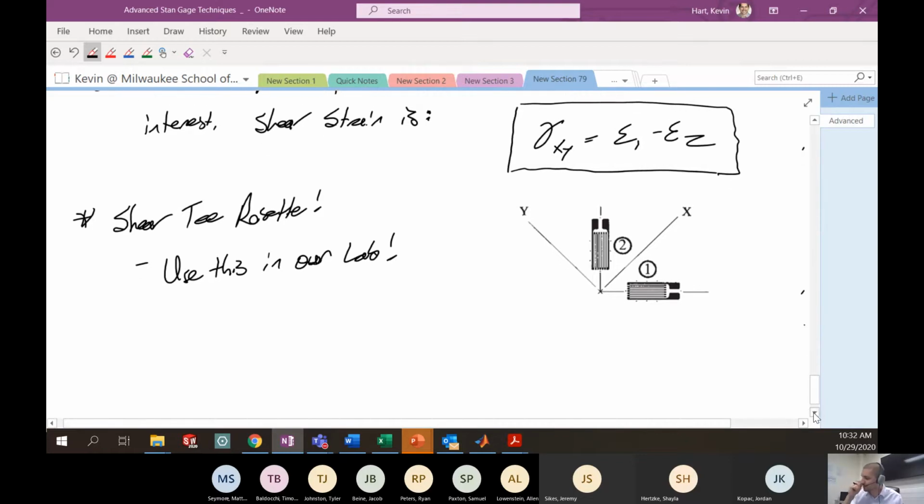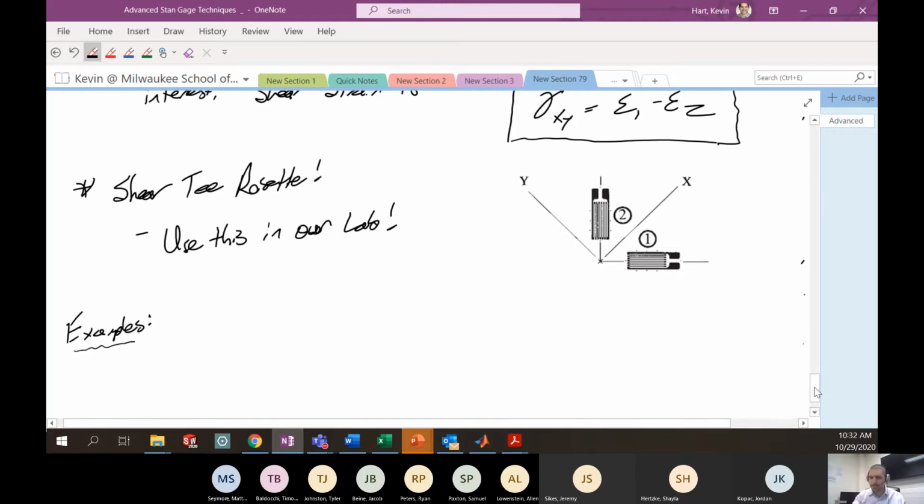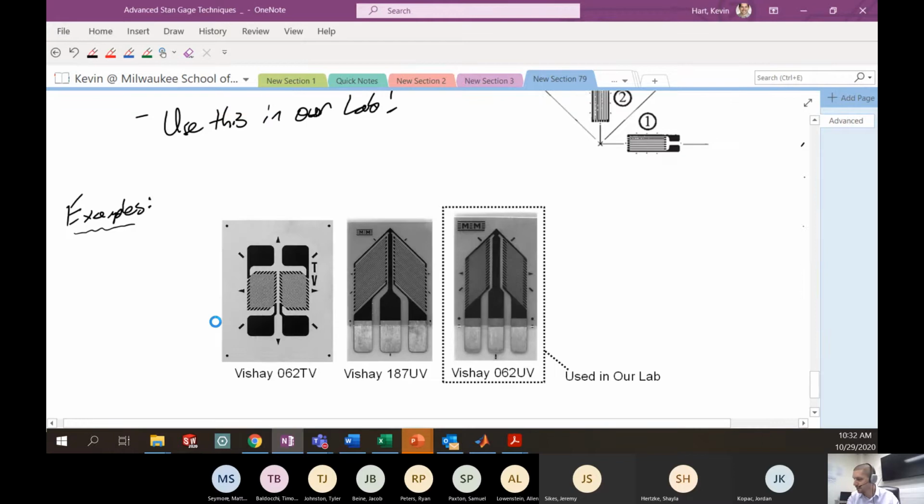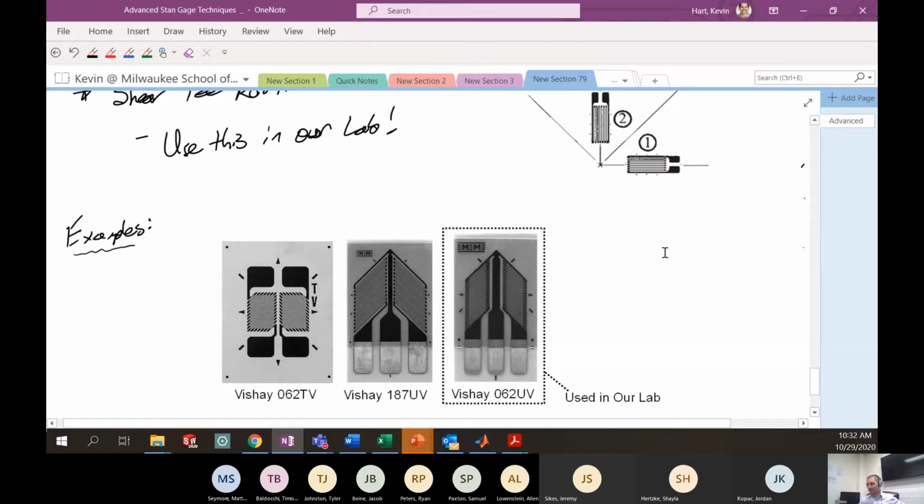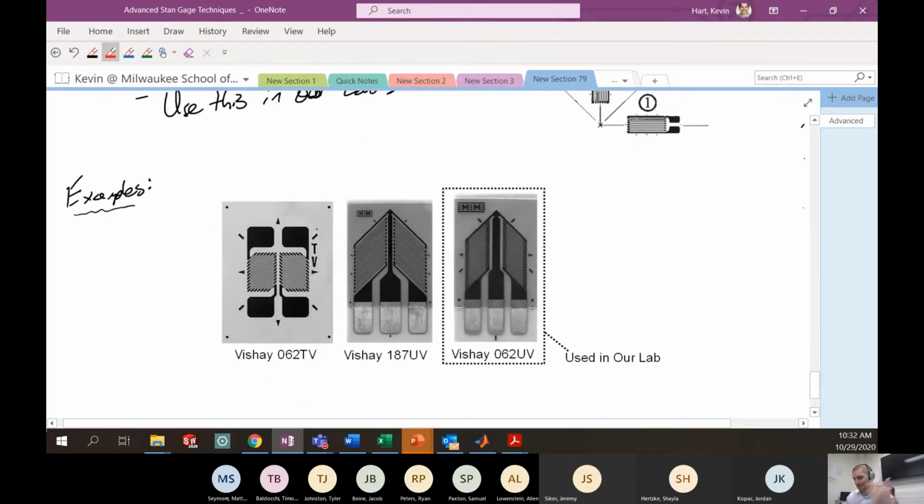Your notes actually have a couple of cool pictures of this. You can buy these types of gauges directly from the manufacturer. And so here are some examples of shear tee rosettes. Okay. So you can purchase gauges that look like this. And here's an example of one. This is an example of a shear tee rosette. It's Vishay 062 TV, my favorite type of shear gauge.